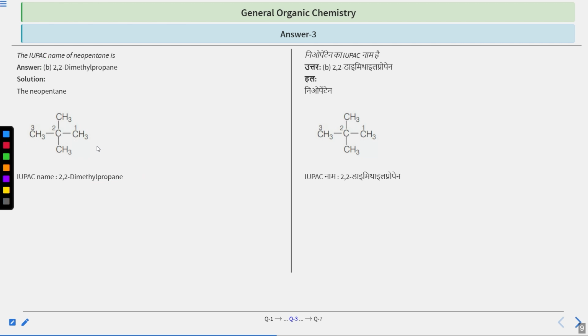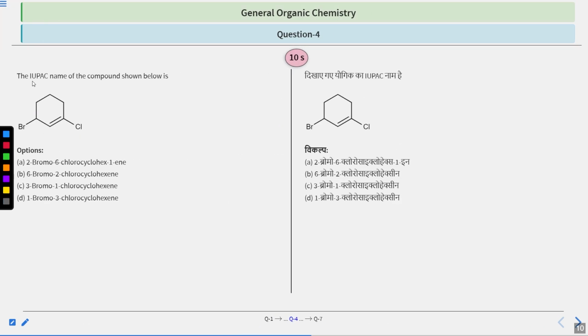Okay, let's move to the next question. Question number 4. The IUPAC name of the compound shown below is. We have given a compound here. You can see the structure. We have to find out the IUPAC name for this compound. Options are 2-bromo-6-chlorocyclohex-1-ene, 6-bromo-2-chlorocyclohexene, 3-bromo-1-chlorocyclohexene, or 1-bromo-3-chlorocyclohexene. You have 10 seconds to solve this question. After that, we will see the answer.